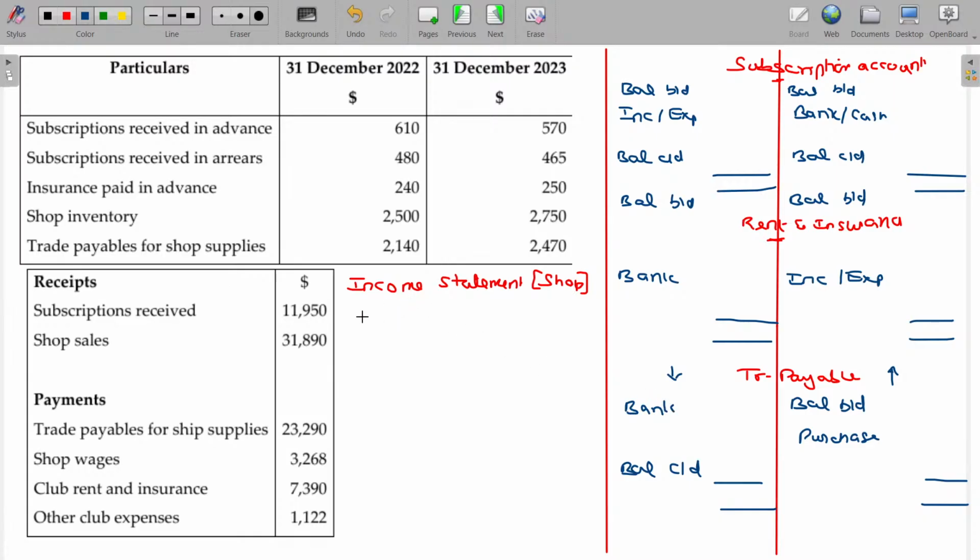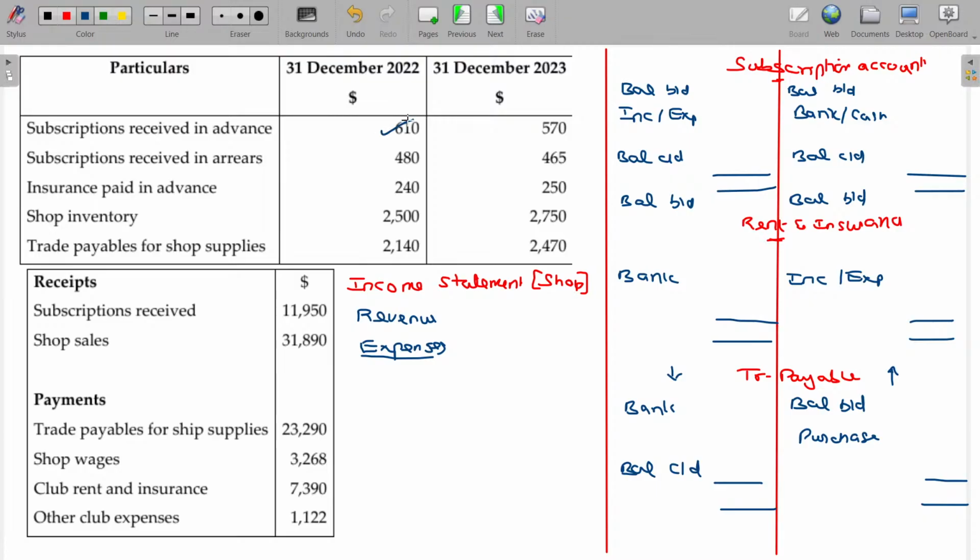In case of income statement, start with the revenue. From there, you can subtract the expenses. The expenses related to the shop will be identified and subtracted. Now try to post all the known items where you can transfer.